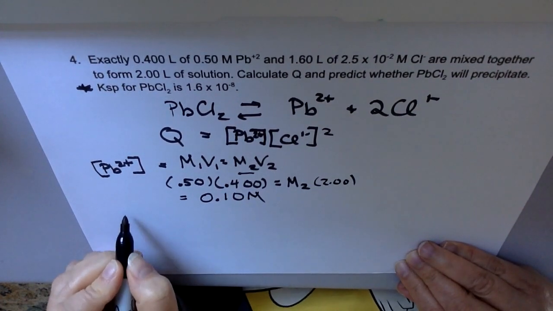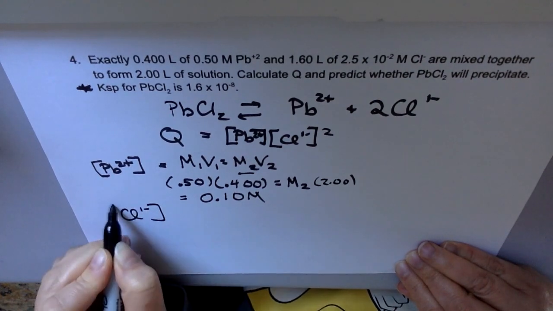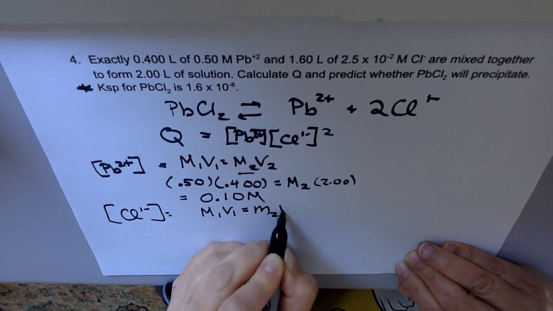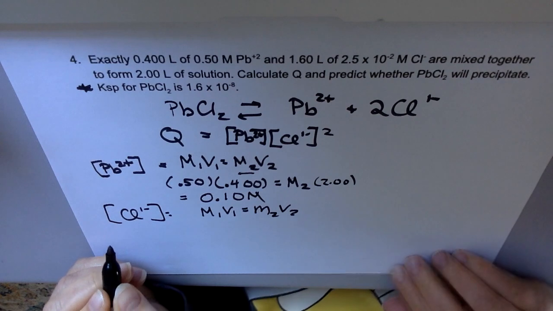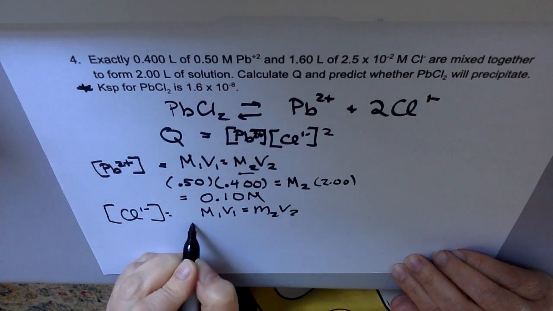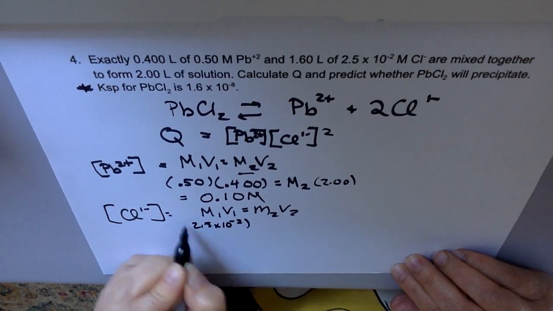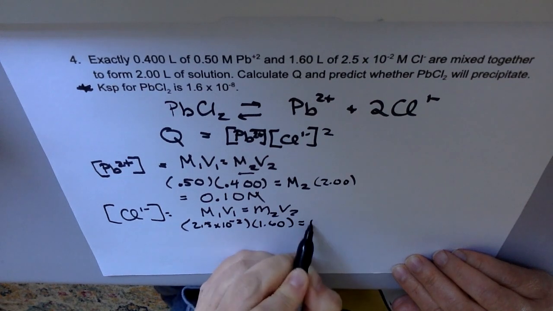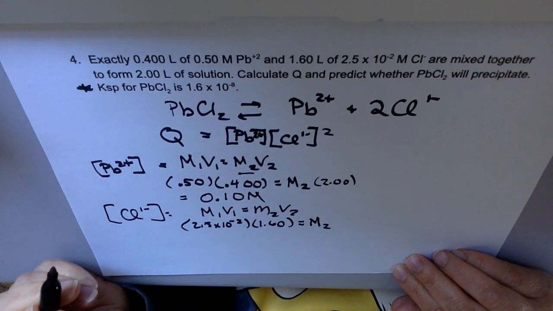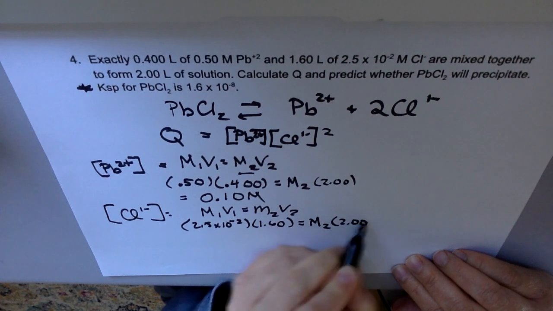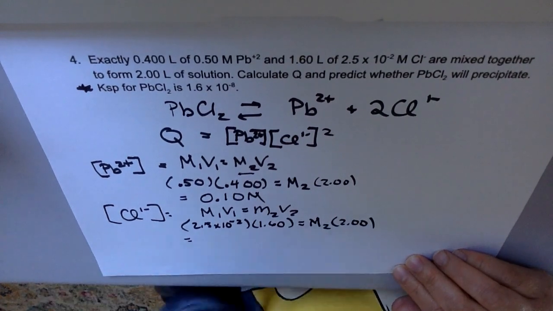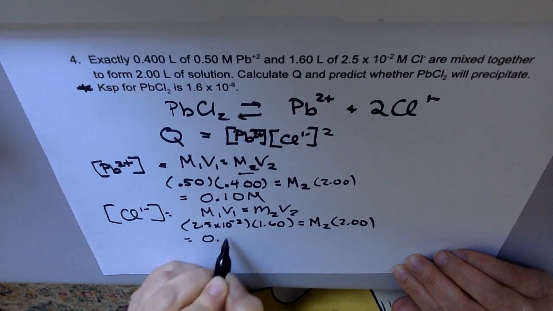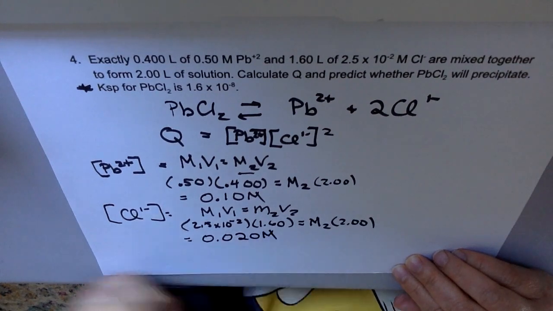Now we also have to do the chloride ion. And again, we have to use M1V1 equals M2V2. This time, M1 is 2.5 times 10 to the negative second, and V1 is 1.60. We're going to solve for M2, the concentration after mixing, and again, the final volume is 2. If you solve for M2, you find that the final concentration of the chloride ion is 0.020 molar.